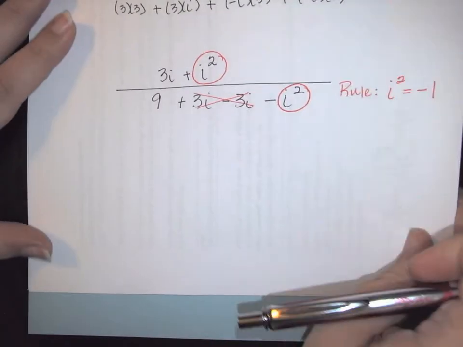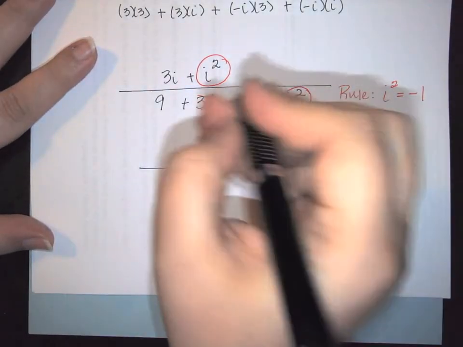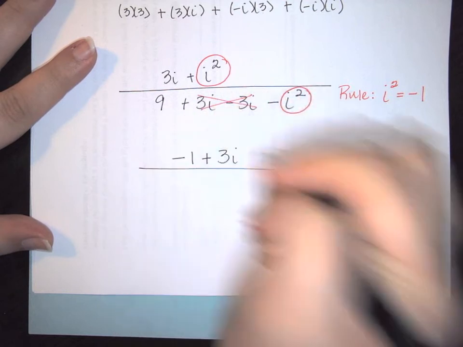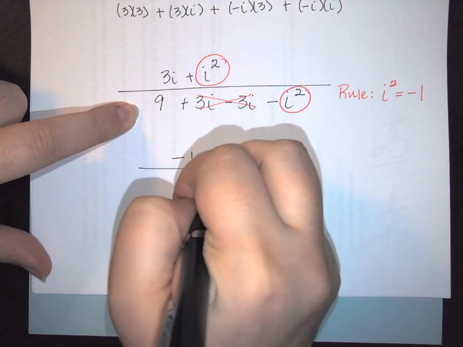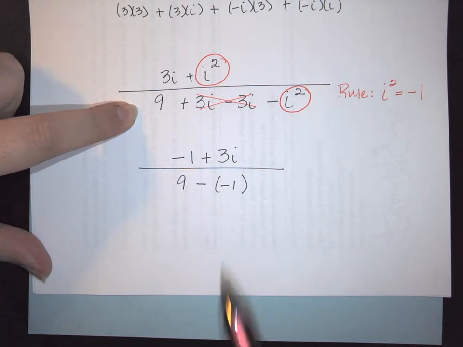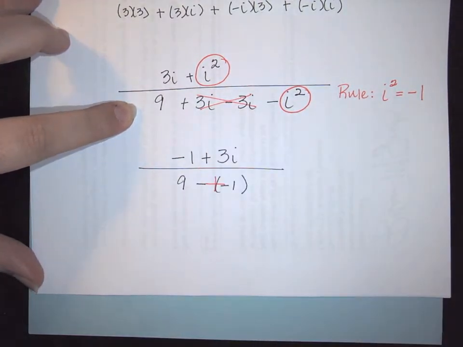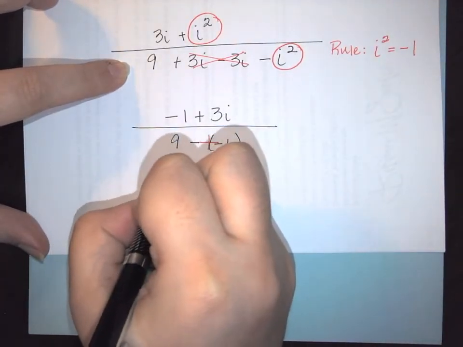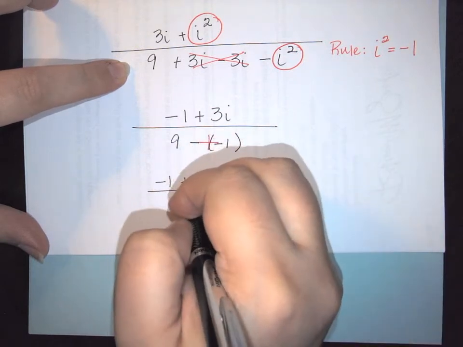So let's go ahead and do that. i squared is negative 1. So my new numerator is going to be negative 1 plus 3i. In the denominator, this becomes 9 minus a negative 1. Now, one of the things that we remember is that minus a negative is the same as plus. So when we reduce, we end up getting negative 1 plus 3i over 9 plus 1, which is 10.